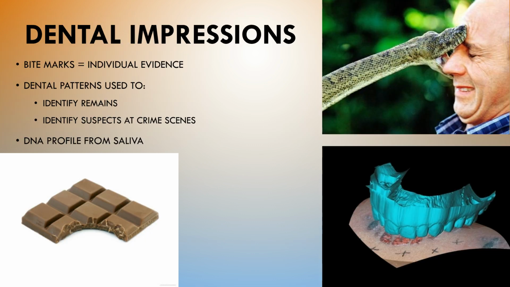Dental impressions, such as bite marks, can provide individual evidence. Dental patterns are used to identify remains and suspects at crime scenes. DNA profiles can also be obtained from saliva left at the scene.